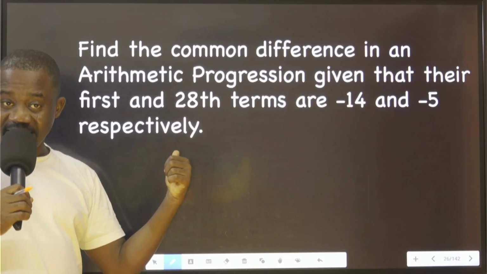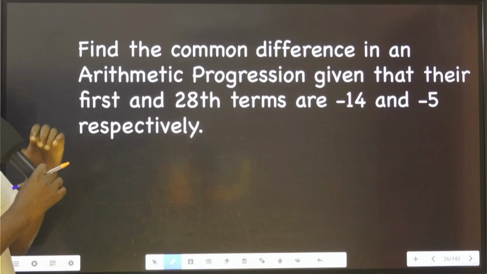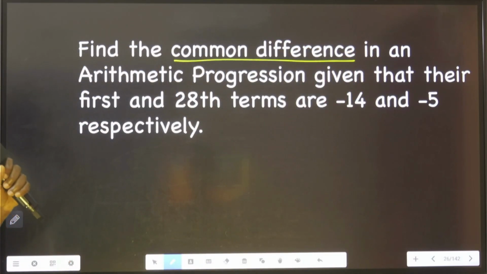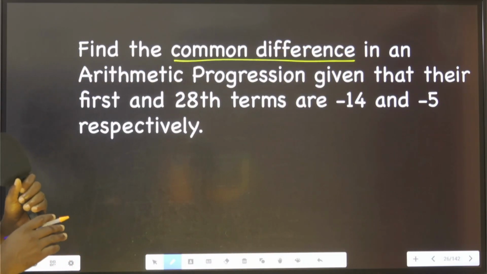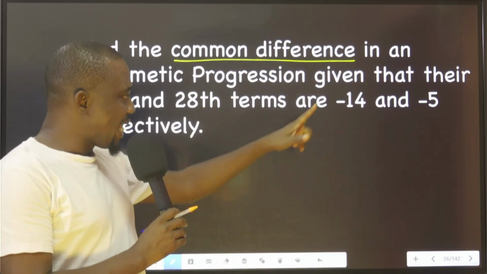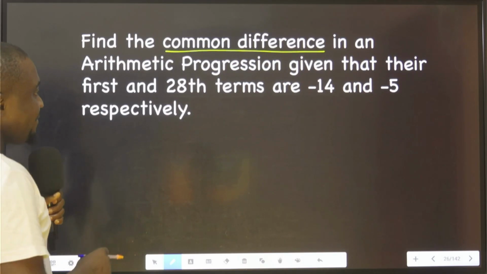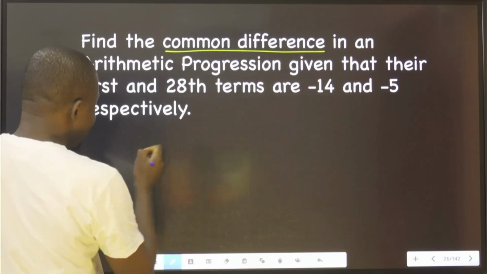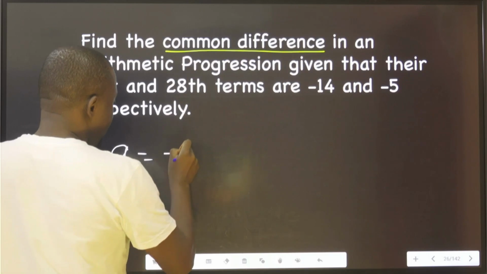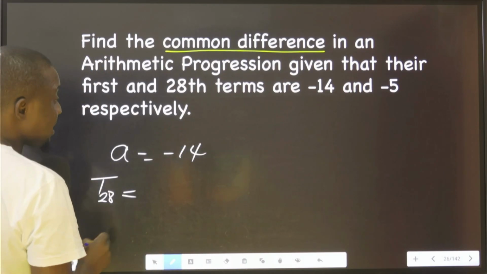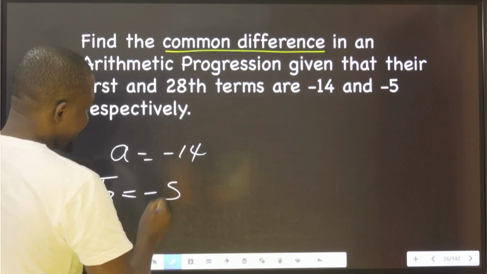Look at this. It says, find the common difference in an arithmetic progression given that their first and 28th terms are this and this respectively. So we have the first term to be this. That is a is equal to minus 14. Okay? The 28th term is minus 5.